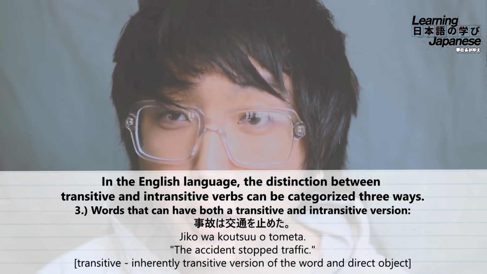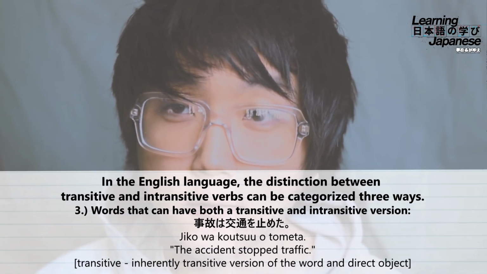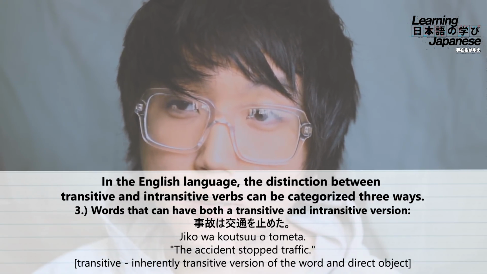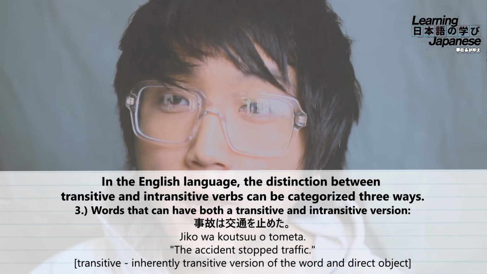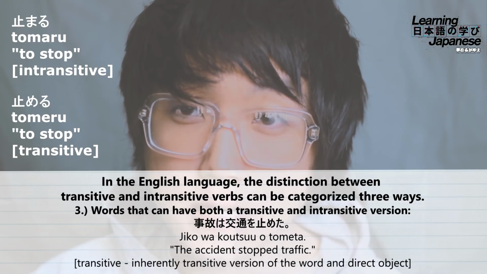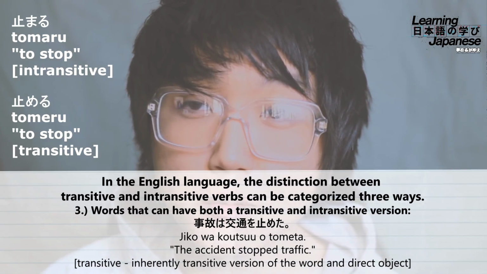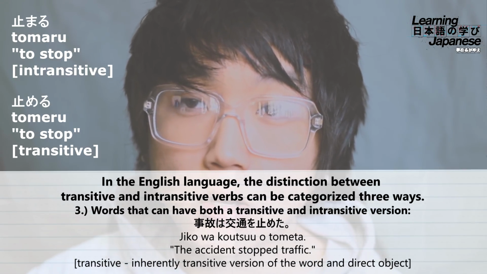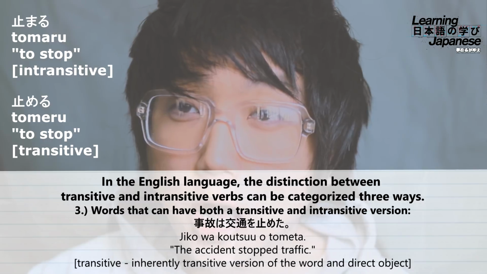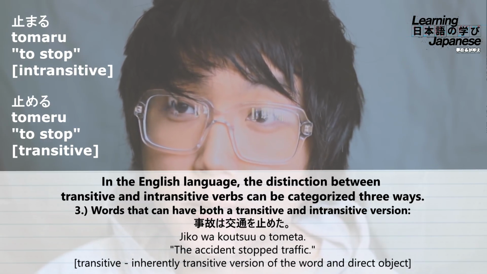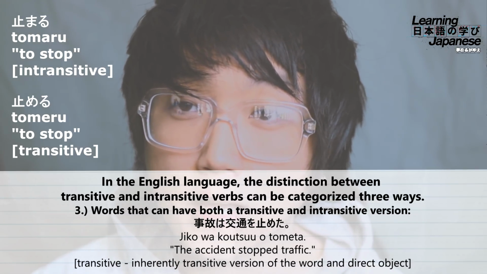And again, the final third category: words that have a transitive version and an intransitive version. This is kind of where Japanese specializes or zones in. Our first example of this will be the verb pairing of tomaru, meaning to stop, intransitive, and tomeru, which means to stop, transitive. So if we were to use those in an example sentence, let's do, jiko wa kotsu o tometa. This translates to "the accident stopped traffic," and that's being used transitively because the accident is the thing that performs the action, but it also has the direct object of the traffic as the thing that it's stopping.